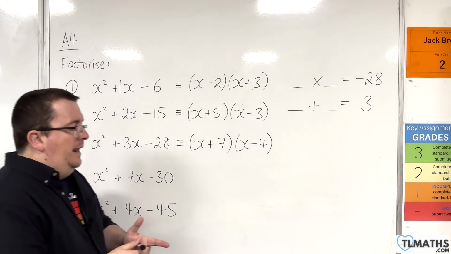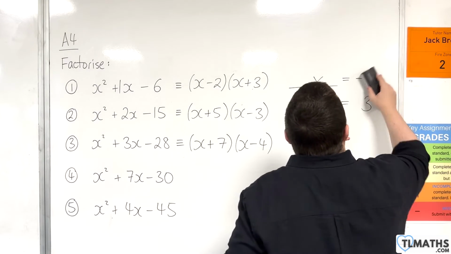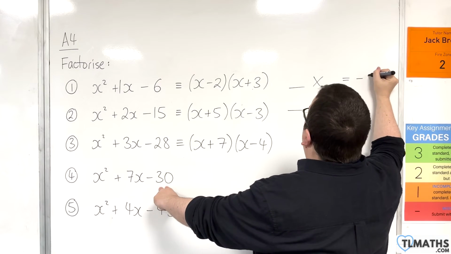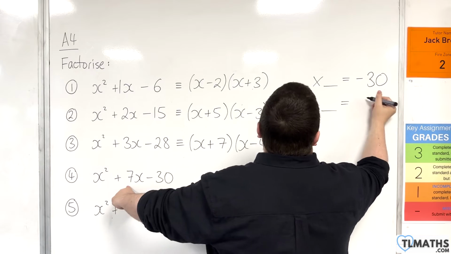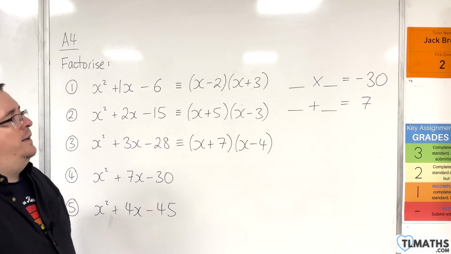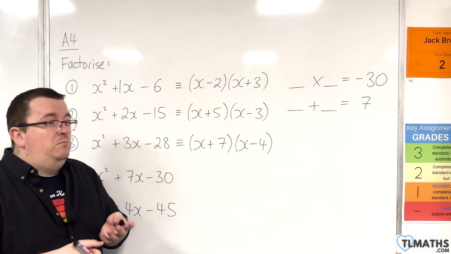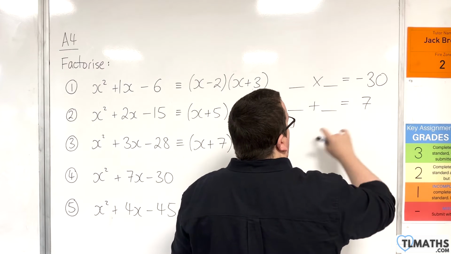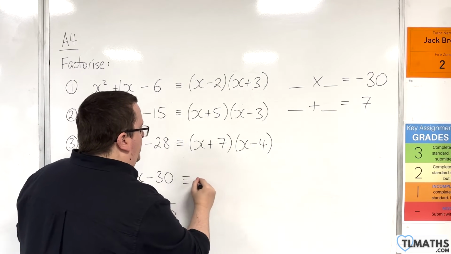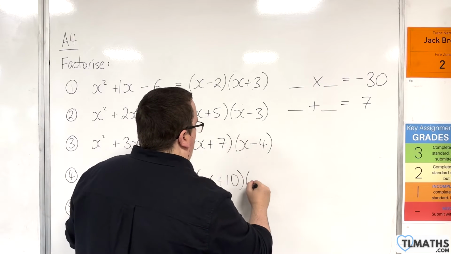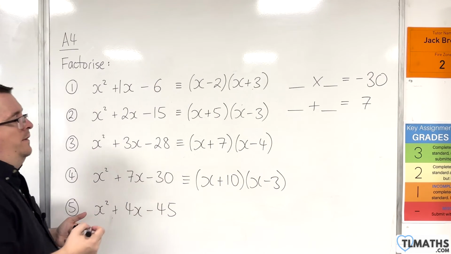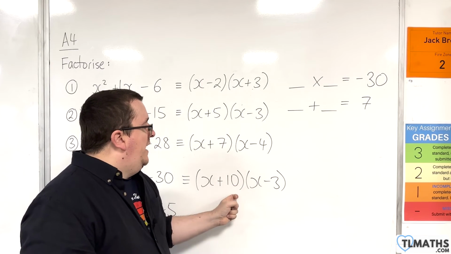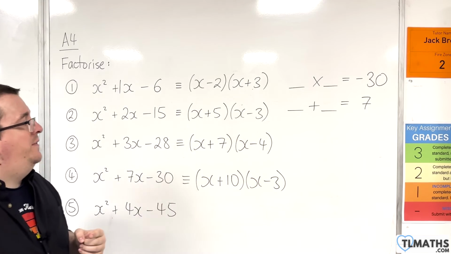Okay, let's go for number 4. We have x squared plus 7x take away 30. So we need two numbers that multiply together to make minus 30, but add together to make 7. Okay, thinking about ways to get 30, 15 times 2, 10 times 3. 10 take away 3 makes 7. So that works out, doesn't it? So x plus 10, x take away 3. Okay, so 10 times minus 3 makes the minus 30. 10x take away 3x makes the 7x. All good.